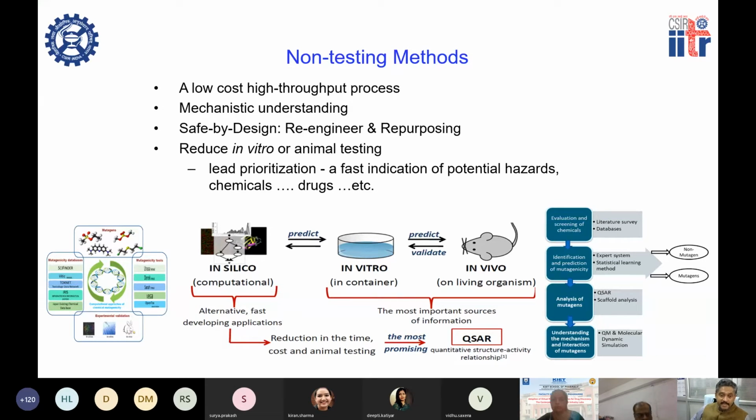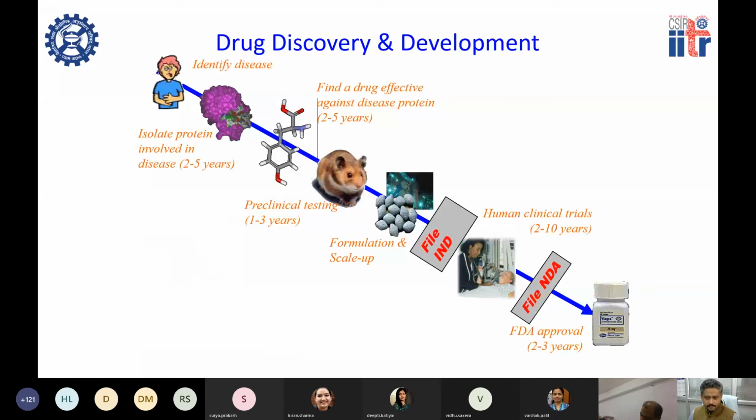That's what we call the safe by design approach. You re-engineer and repurpose the particular group or moiety, which gives you an edge in designing this process in a much faster manner. It also further reduces in vitro and animal testing for lead prioritization, identifying chemicals and drugs. Some of the chapters we have reported, and I can share those details so you can read further on these methodologies.